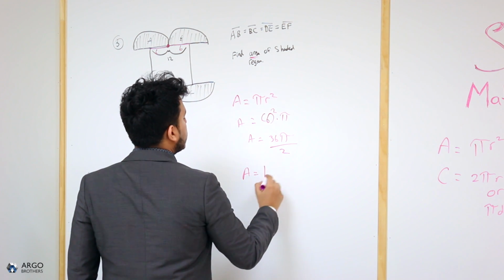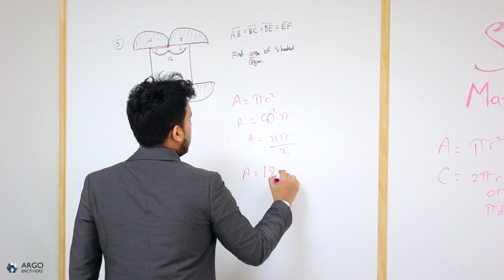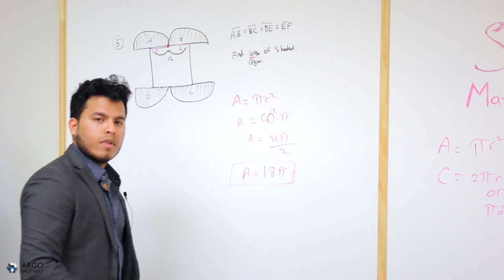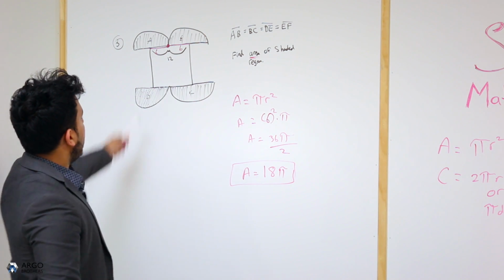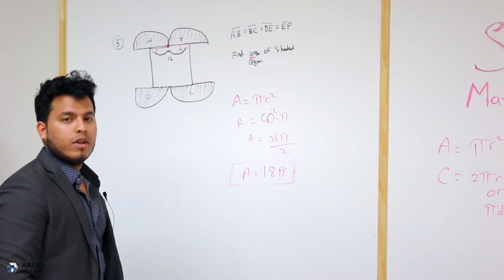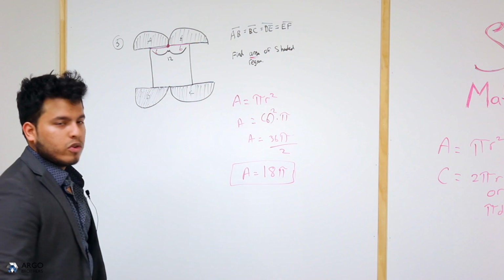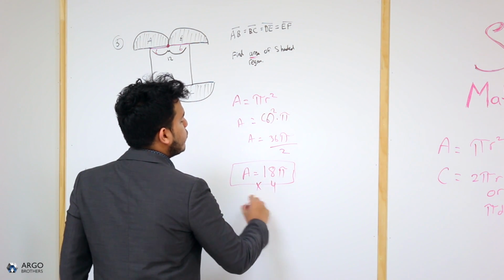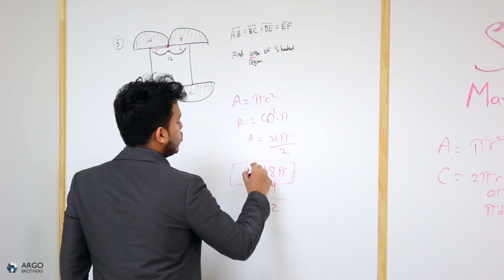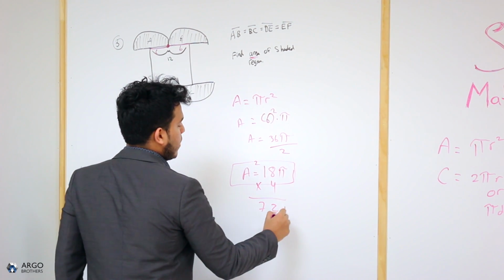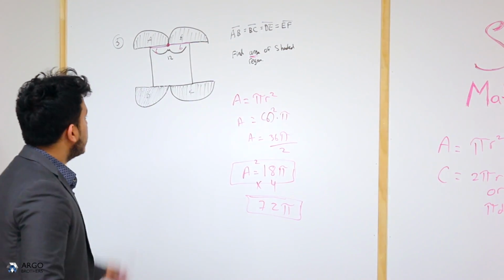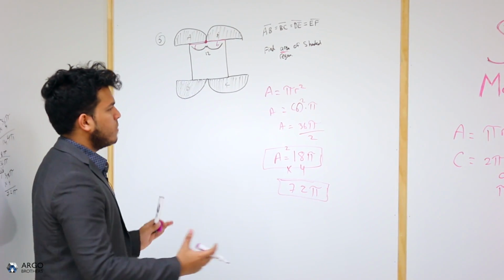Area is equal to 18 pi. Are we done yet? I have 18 pi over here for this one, but I have 4 of them. So what do I do? I simply multiply it by 4, so 18 times 4. 8 times 4 is 32, and then I'll get 72 pi as my answer. And that is your answer.